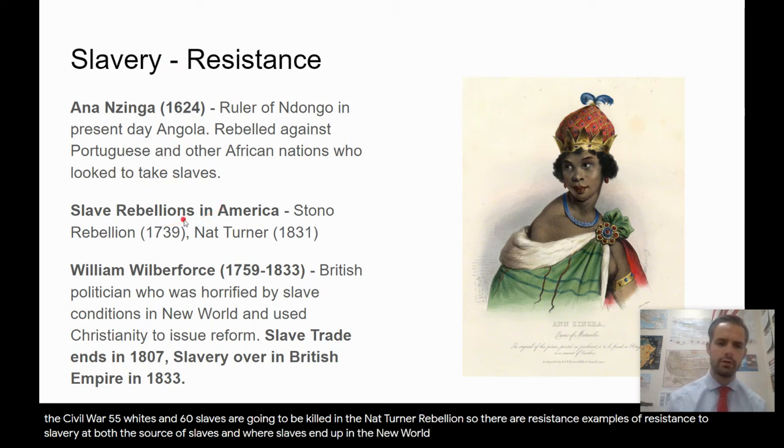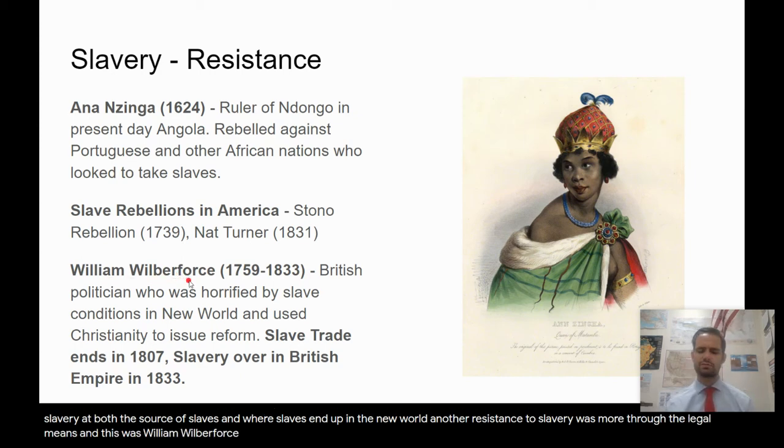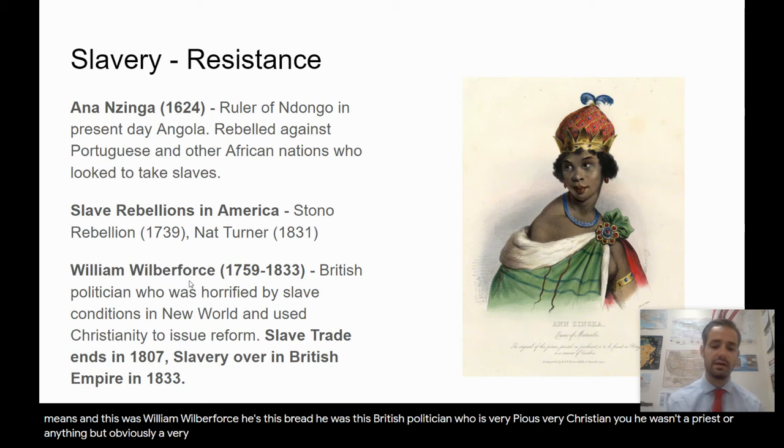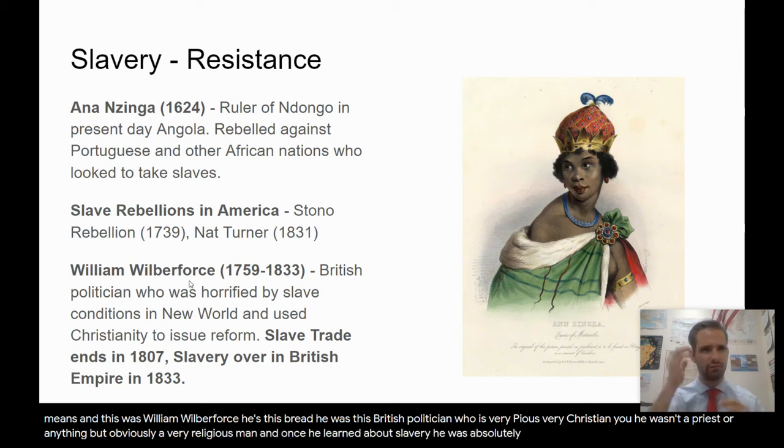the New World. Another resistance to slavery was more through the legal means, and this was William Wilberforce. He was this British politician who was very pious, very Christian. He wasn't a priest or anything, but obviously a very religious man. And once he learned about slavery, he was absolutely horrified by it.